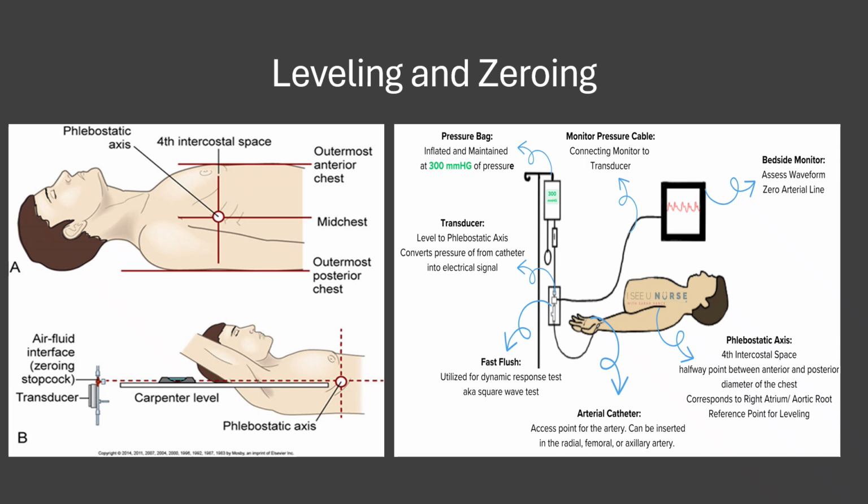You will notice that the pressure bag is going to contain normal saline. And this is going to allow for us to flush the line, to prevent clots, to ensure the patency of that catheter. And that transducer is going to be leveled at the phlebostatic axis, which is the fourth intercostal space mid-axillary line, which is going to provide us with the most accurate determination of a patient's arterial blood pressure.